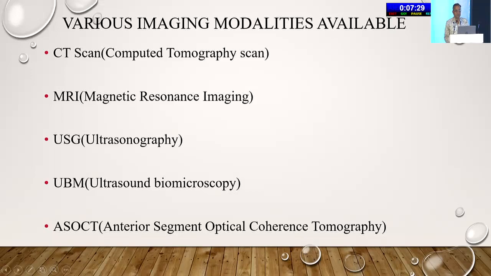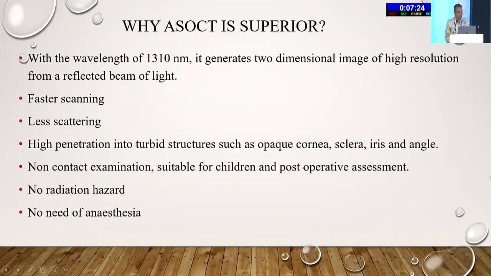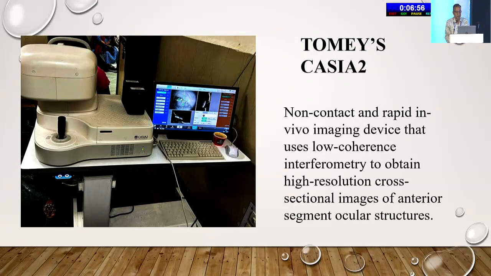Various imaging modalities which are available are CT scan, MRI, USG, UBM, ASOCT. Why is ASOCT superior? With a wavelength of 1310, it generates two-dimensional imaging of high resolution from a reflected beam of light. There is faster scanning, less scattering, high penetration into turbid structures, that is opaque cornea, sclera, iris, angles, non-contact examination, suitable for children and postoperative assessment, no radiation hazard, no need of anesthesia. This is the machine which is available at our center, and I have no financial interest.